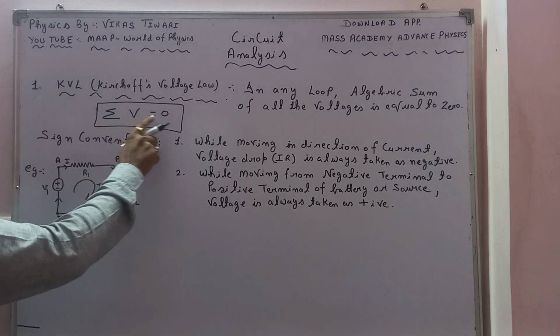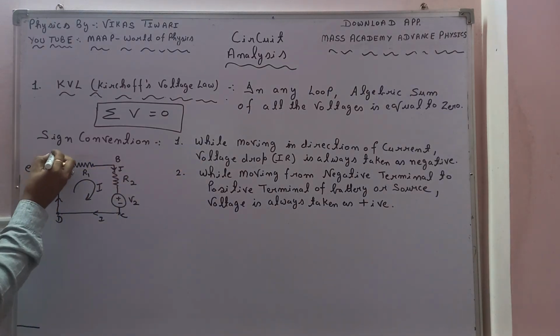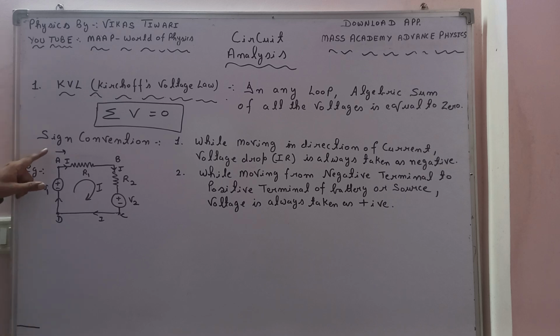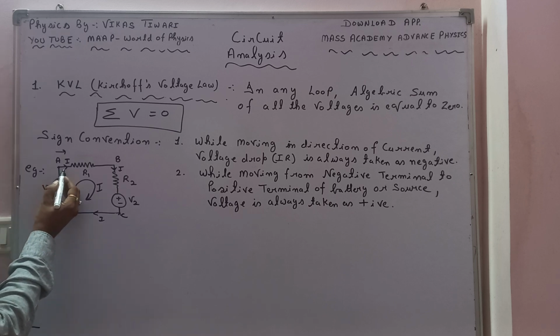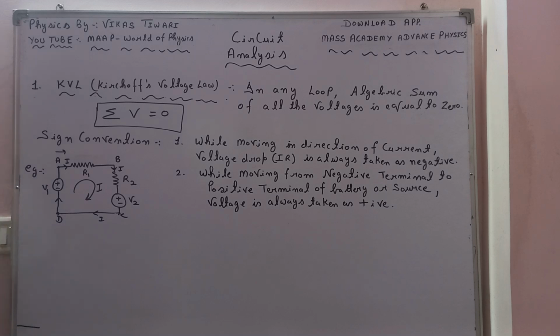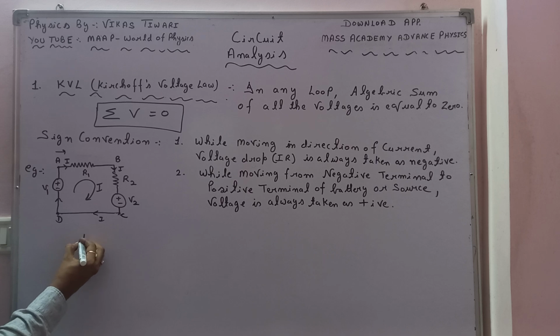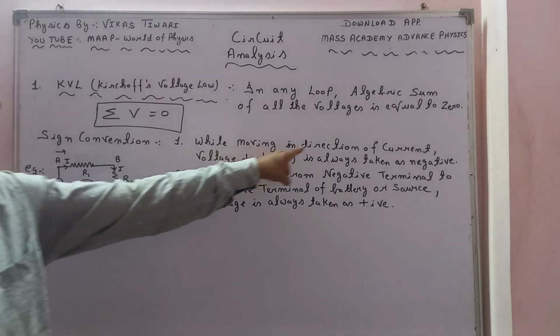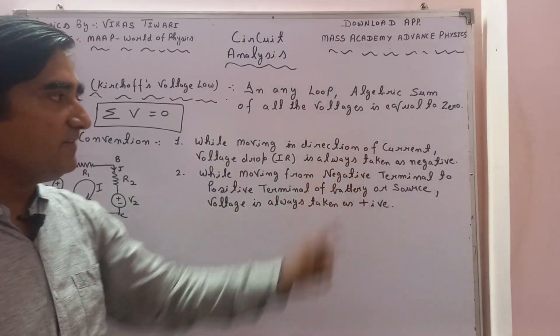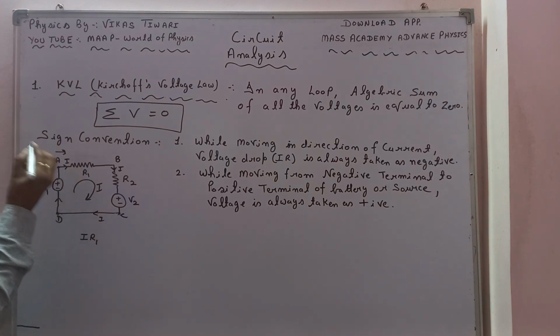Now to apply summation of V, we will use these two particular sign conventions. I am starting from here, standing over here, and current is flowing here. While moving in the direction of current, on the way it finds a resistance R1, so there is a voltage drop. Whenever there is a resistance and current flows through it, there is a voltage drop equal to IR1. And by the sign convention, while moving in the direction of current, voltage drop IR is always taken as negative. So the direction of myself and the direction of current is the same.